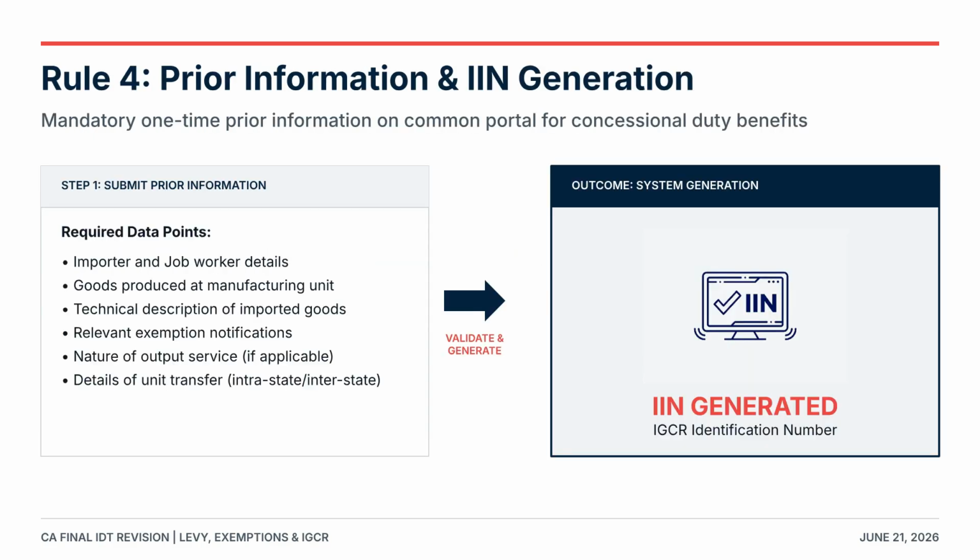Before availing concessional duty benefits under the IGCR rules, the importer must provide one-time prior information through the Common Portal. This information includes importer details, job worker details, manufacturing processes, descriptions of imported goods, applicable exemption notifications, intended ports of import, and end-use information. Once the information is successfully submitted and accepted, the system generates an import of goods at concessional rate identification number, commonly known as the IIN. This number becomes the importer's unique identifier for IGCR compliance and must subsequently be quoted in customs documentation and future procedural filings.